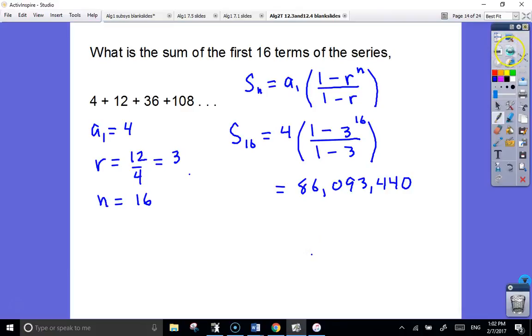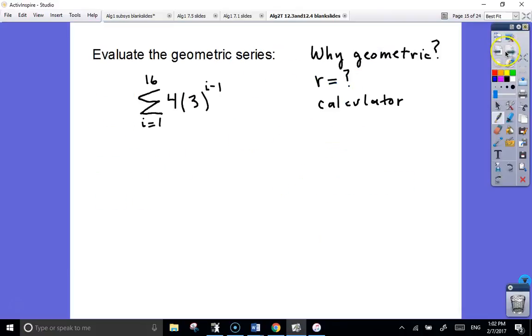So let's see. Now we're going to try to evaluate a geometric series. The first question is, is it geometric? And not is it? It is. It says it's geometric, but why is it? When you look at that you would know this is a geometric series.